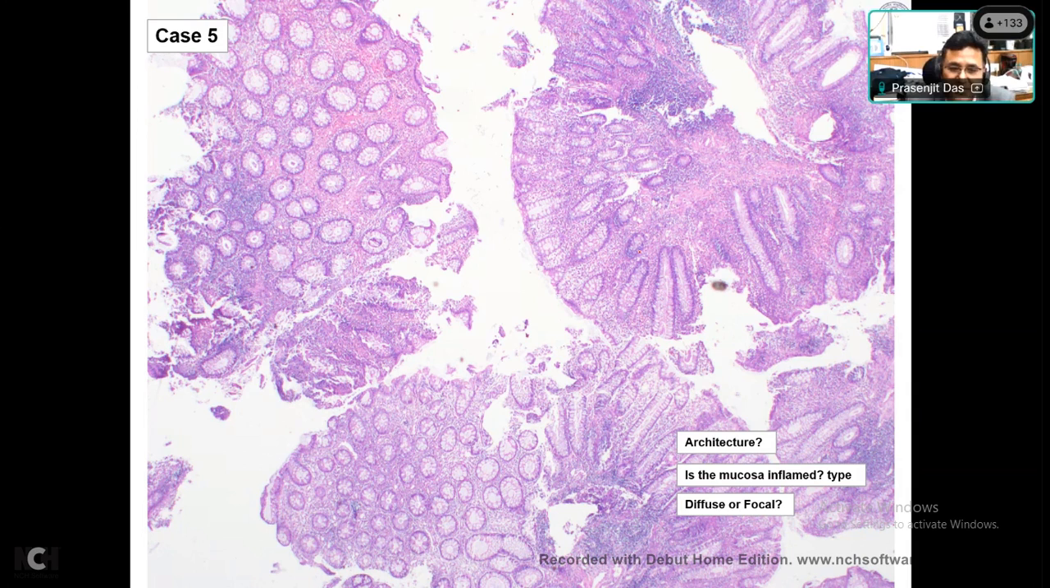You have to compare the number of goblet cells. The goblet cell number will be higher in the left side, sir. Left side means distal colon, the left colon. And you can see here so many goblet cells.